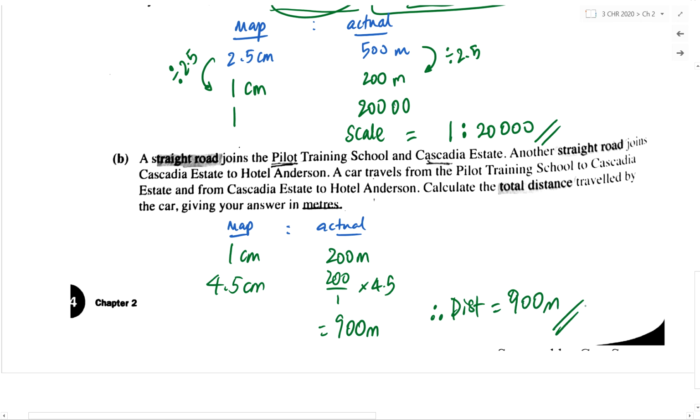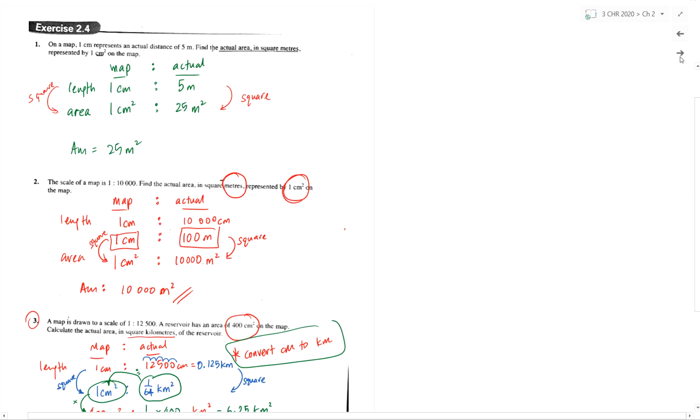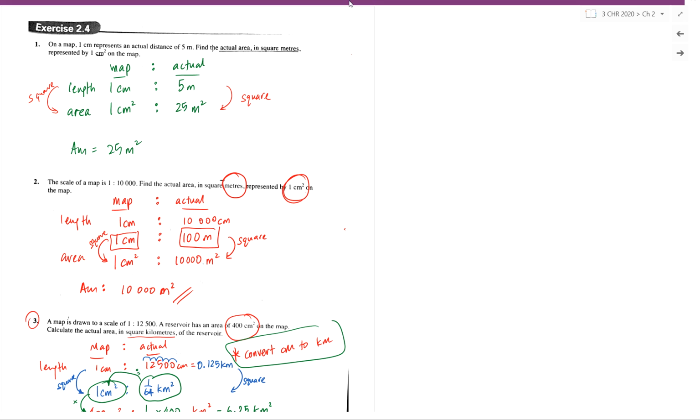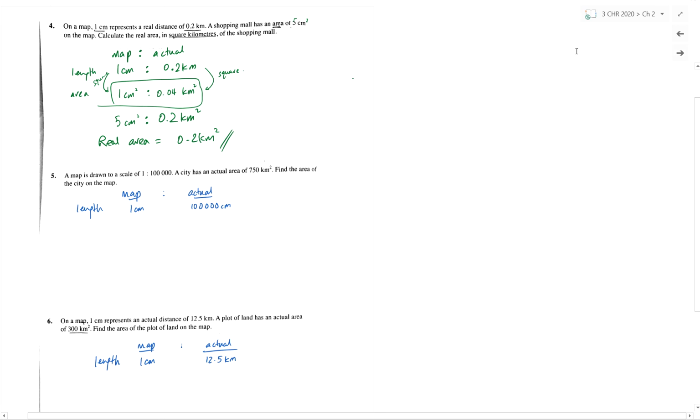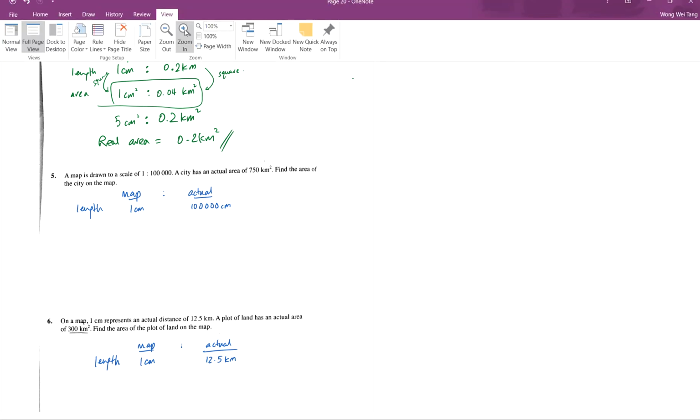Okay? You want to break it down into different parts also can, as long as you add them up properly and you present properly. And then I told you to skip some pages.